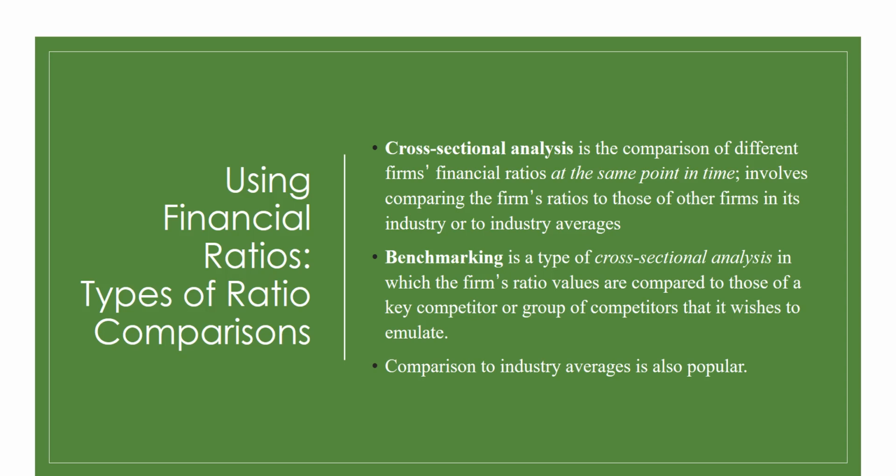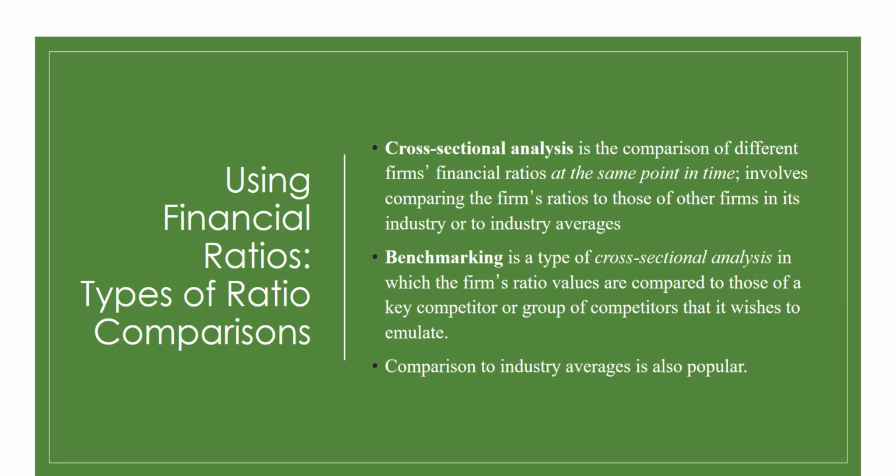So there's different ways that you can use financial ratios. You can do a cross-sectional analysis. This allows comparison of different firms' financial ratios at the same point in time. So you would compare a firm's financial ratios to those of other firms. That way you could get an understanding of how your company is performing compared to its closest competitors.